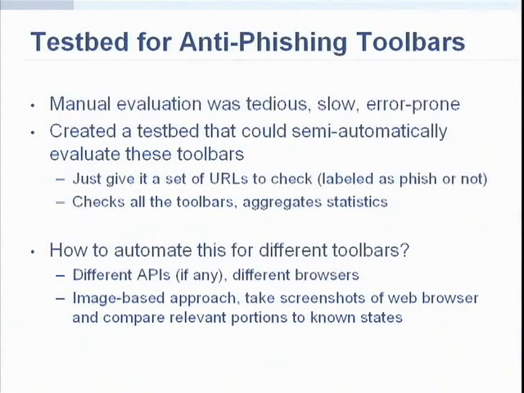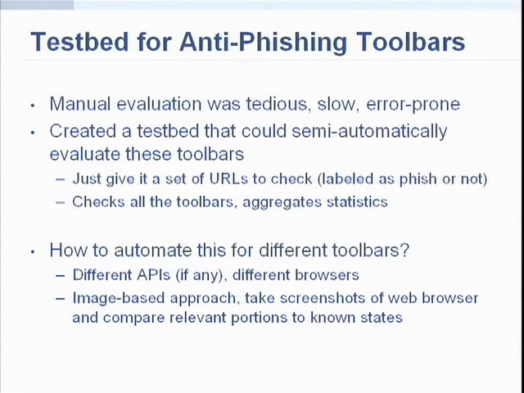OK, so again, the reason for creating an automated test bed is that the manual evaluation was very tedious and slow. So the idea was, can we just create a test bed, and we just give it a set of URLs, and we already know beforehand whether they're phish or not, and then the test bed would just run off, evaluate all the different toolbars, and just come up with statistics at the end. So one question is, how do we automate this for different toolbars? Because a lot of the APIs are not open for these toolbars. And also they're running on different web browsers.